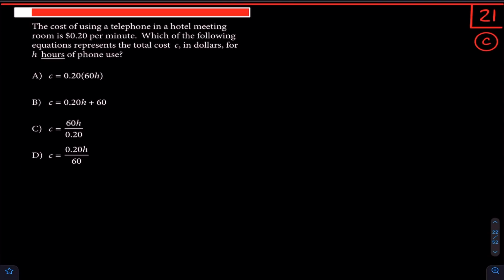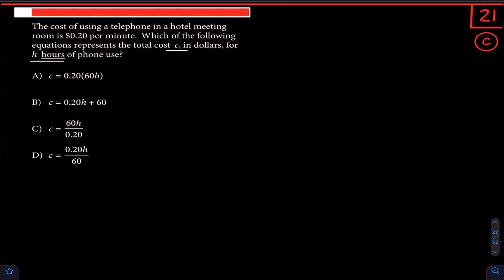So, problem 21 says that the cost of using a telephone in a hotel meeting room is 20 cents per minute. Which of the following equations represents the total cost C in dollars for H hours of phone use? So, what are we trying to find here? We're trying to find the cost C in dollars for H hours of phone use. So we're trying to find C in terms of H. And you can see all those equations there with C in terms of H.